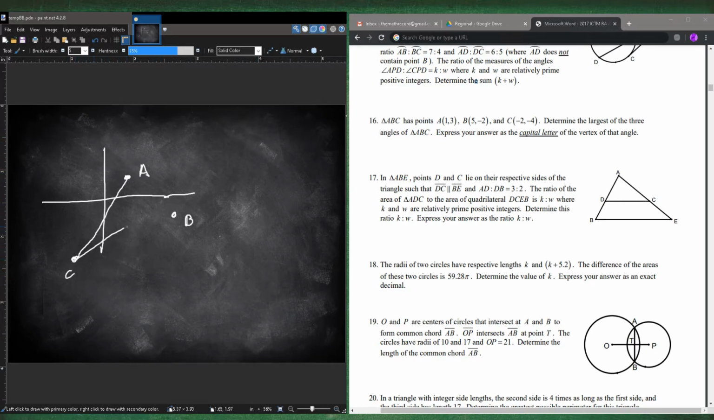Okay, so let's connect them together. And those are our 3 points. Let me do it a little darker. Determine the largest of the 3 angles of ABC. So which one is the largest angle?